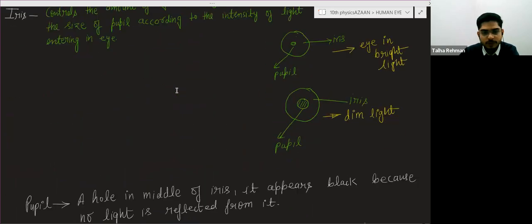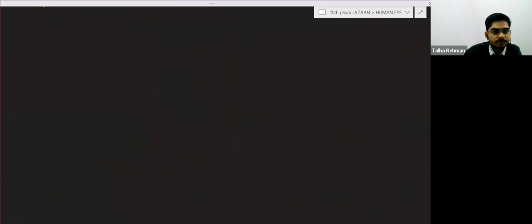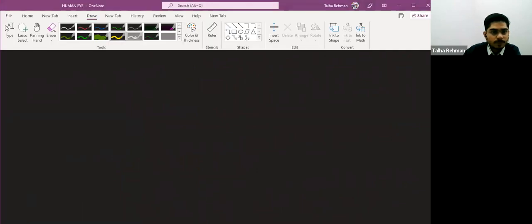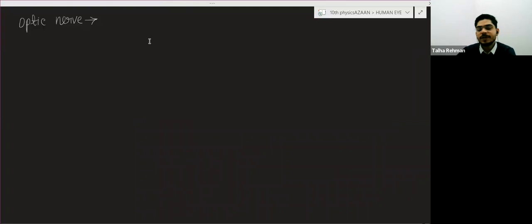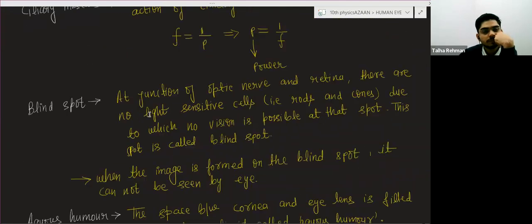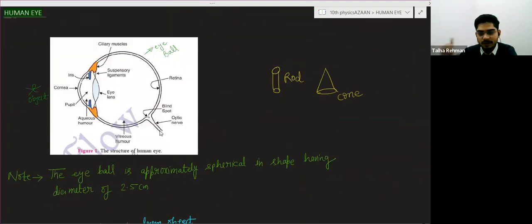So there is one more thing, optic nerve. So what is the optic nerve? This is the optic nerve. What is the use of the optic nerve? Electrical signals are sent to the brain through this optic nerve.